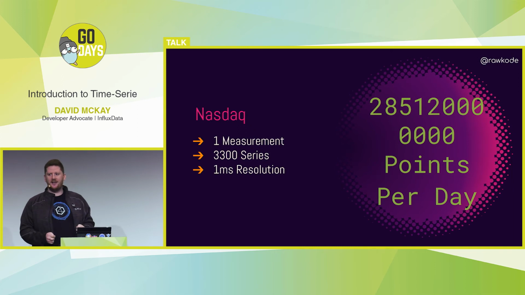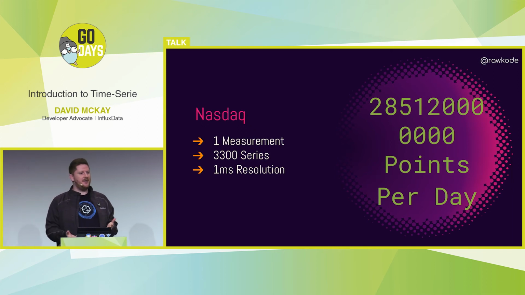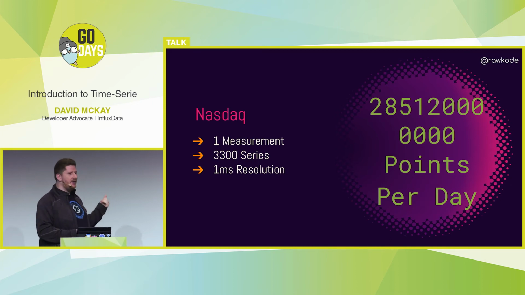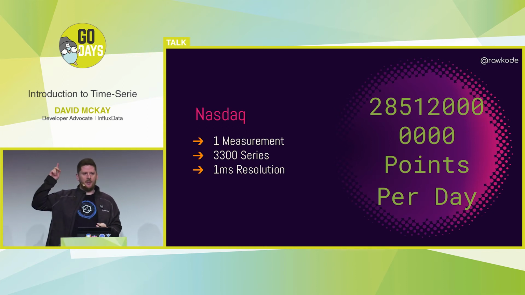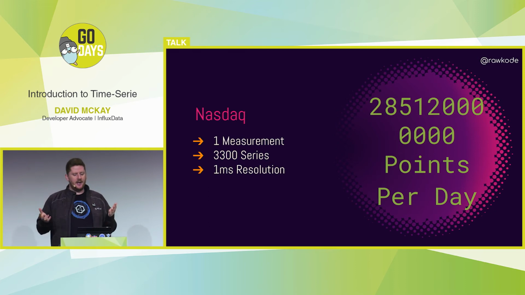If we wanted to monitor the NASDAQ, a real time series use case here, there are 3,300 companies there. So let's assume it's just one measurement, the value of the tickers. And because this is financial data, the resolution is actually going to be millisecond or sub-millisecond, right? InfluxDB supports nanoseconds. I don't even know how big that number is. I've never worked it out, but we're in the billions per day, right? That's the bit you need to remember.